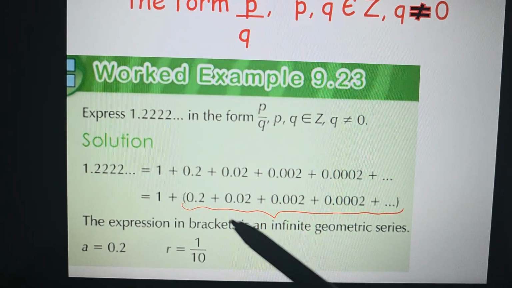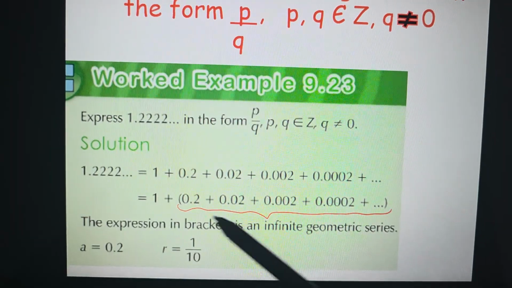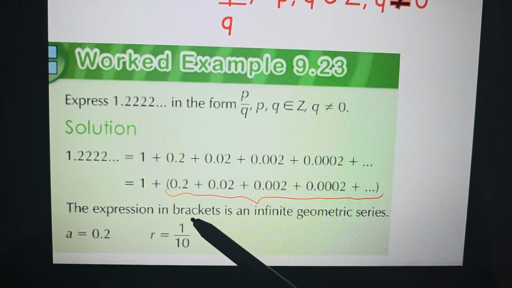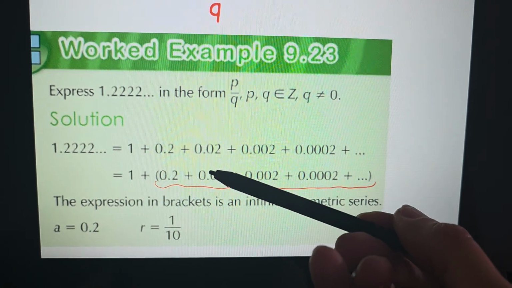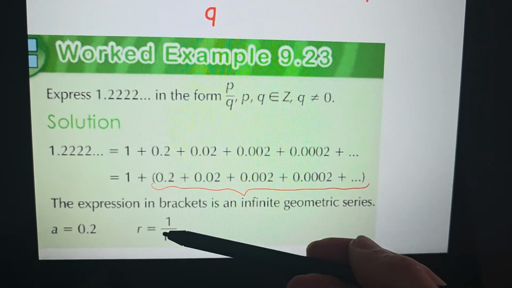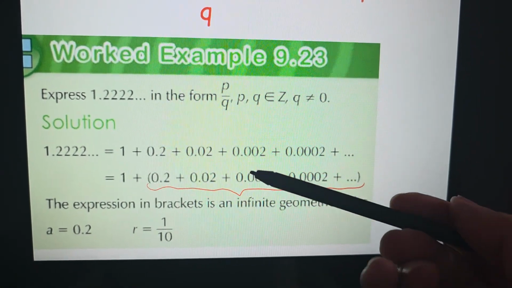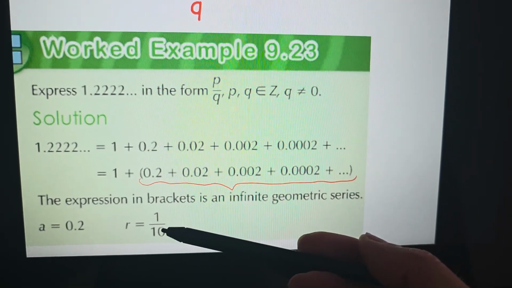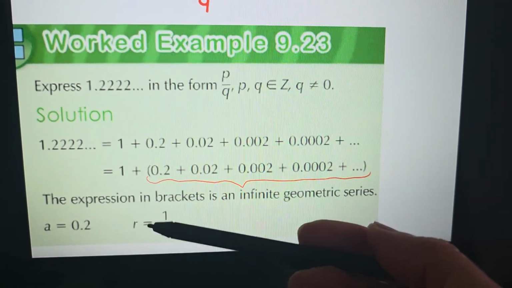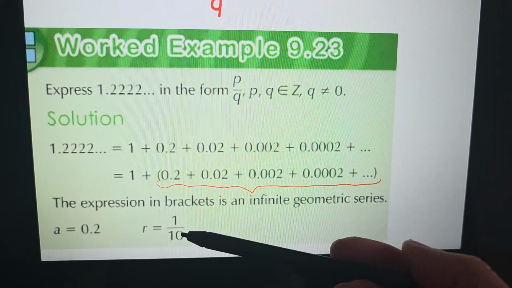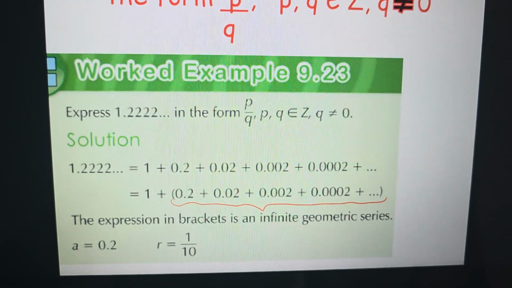Okay, so when I'm working with the series, that's the part I'm working with. Keep the 1 separate. So a is the first term in that geometric series, and the common ratio would be 1/10, or 0.1 as a decimal. How did I get that? Term 2 divided by term 1 will give you the ratio. You could go with term 3 divided by term 2, you'll get the common ratio. You could go with term 4 divided by term 3, you'll get the common ratio. So 1/10 is my common ratio, or you could leave it in decimal format, 0.1.